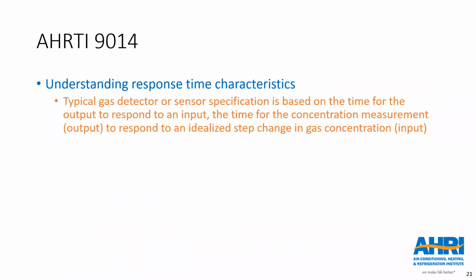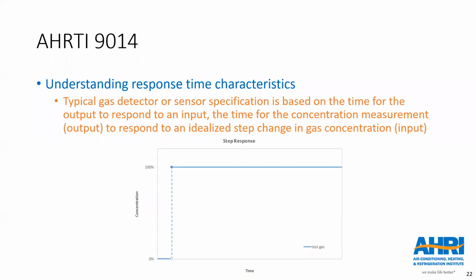So the typical specification for a gas detector or refrigerant sensor is based on the time for the output to respond to some input. Or in other words, the time for the concentration measurement to respond to an idealized step change in gas concentration. Next. So this chart shows such a step change where at some moment in time, the concentration of a test gas is suddenly increased from 0 up to some value. And the vertical scale is normalized so that 100% represents whatever the test gas concentration might be.